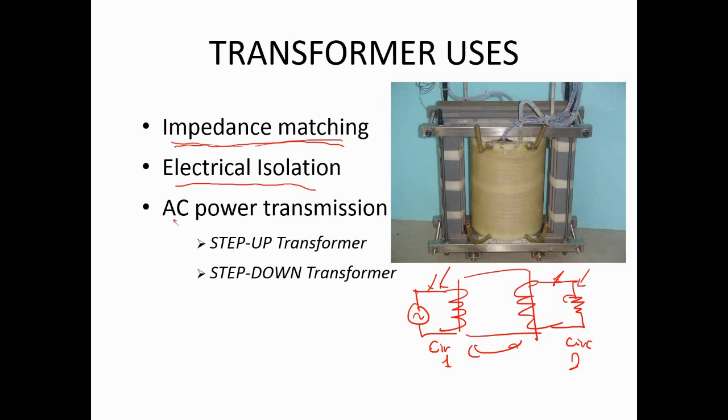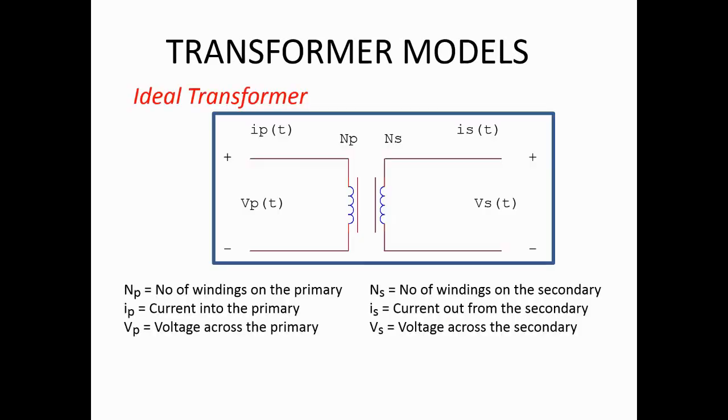And then it also serves mainly as AC power transmission. So it serves as step up or step down transformers. Step up, step down transformers mean it serves to increase your voltage or decrease your voltage, and by consequence decrease your current or increase your current, vice versa, right? To be able to do calculation for a transformer, what we need is a transformer electrical model, right? An electrical model that represents the transformer electrically, that will allow us certain calculations.